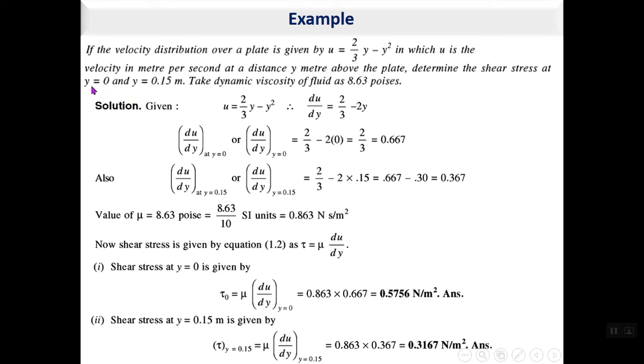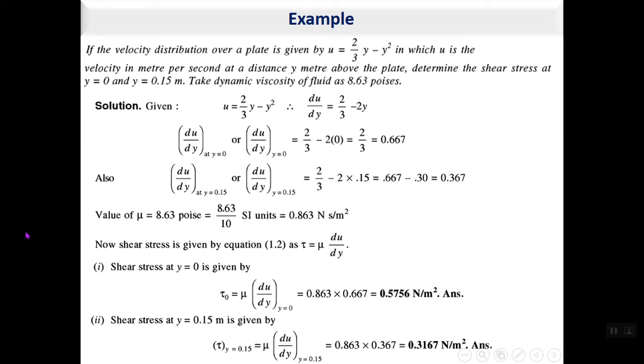For example, here you can take the derivative, multiply it by viscosity, and put y, the required value. For example, if the problem asks you to solve the problem at y equals 0, after, please note, after taking the derivative, you can substitute the value for y. Okay, let's see what happens here. This is the u value. You can calculate du over dy. Then you can calculate du/dy at the specified location, y equals 0, y equals 0.15.